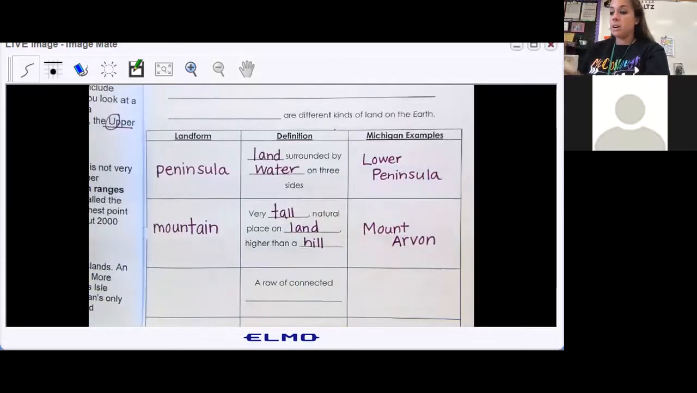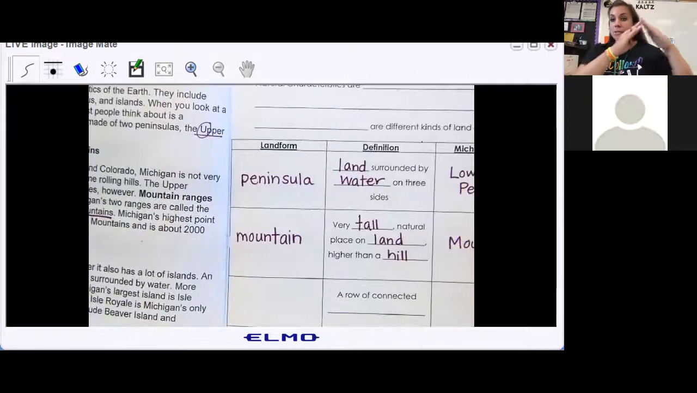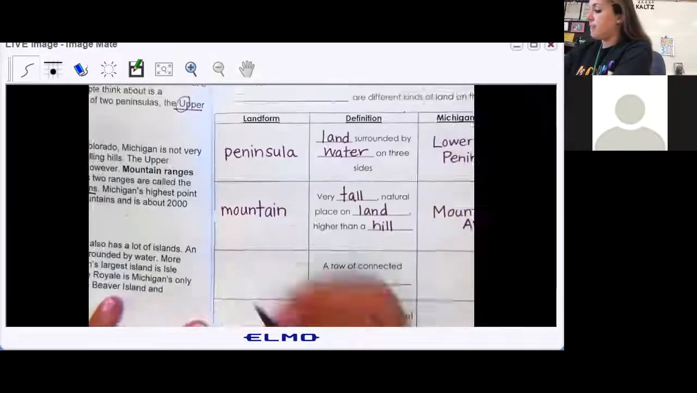Now, this paragraph also had the term mountain ranges. That's when lots of mountains are connected together.